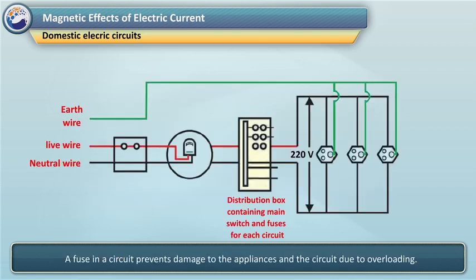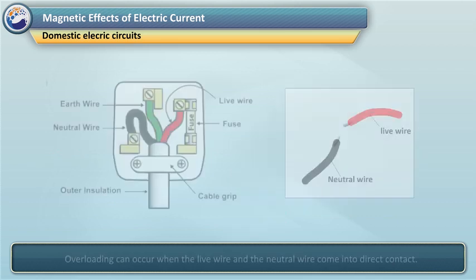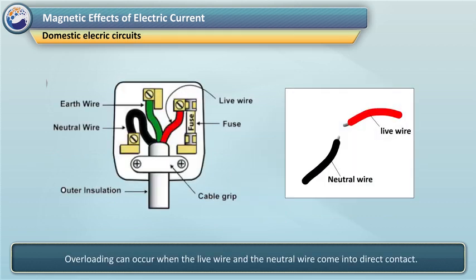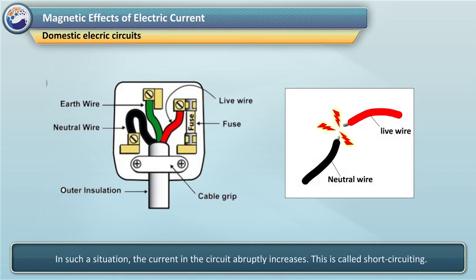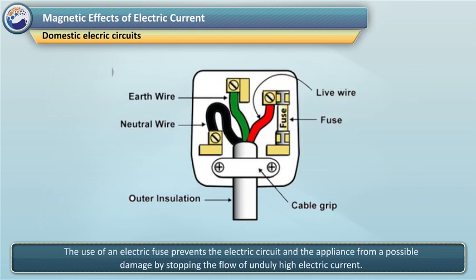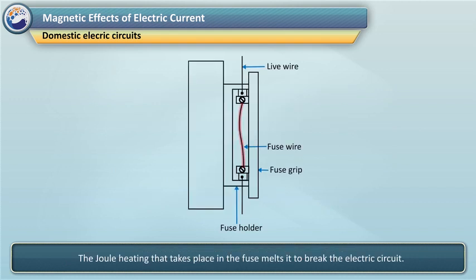A fuse in a circuit prevents damage to the appliances and the circuit due to overloading. Overloading can occur when the live wire and the neutral wire come into direct contact. In such a situation, the current in the circuit abruptly increases. This is called short-circuiting. The use of an electric fuse prevents the electric circuit and the appliance from a possible damage by stopping the flow of unduly high electric current. The joule heating that takes place in the fuse melts it to break the electric circuit.